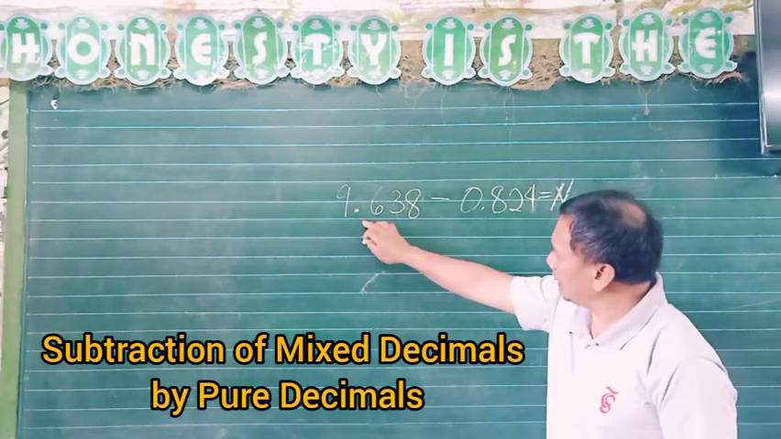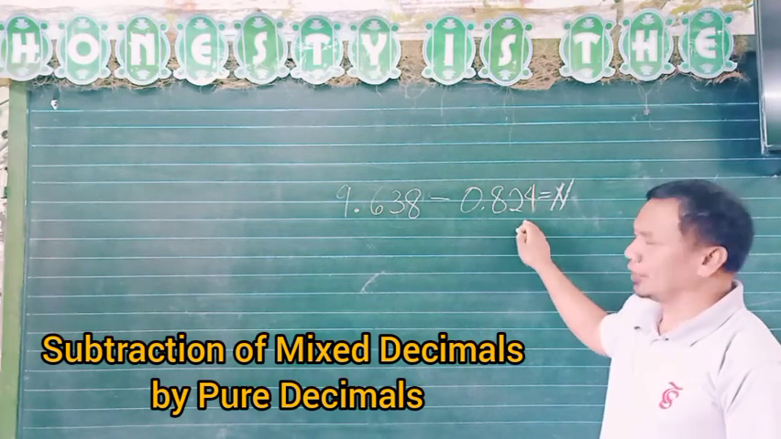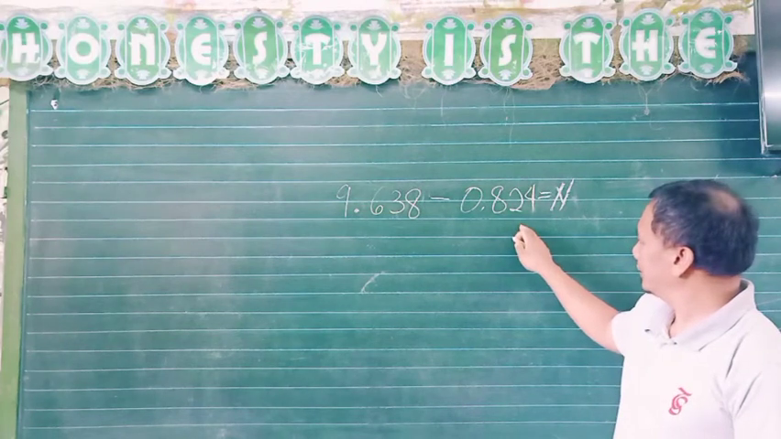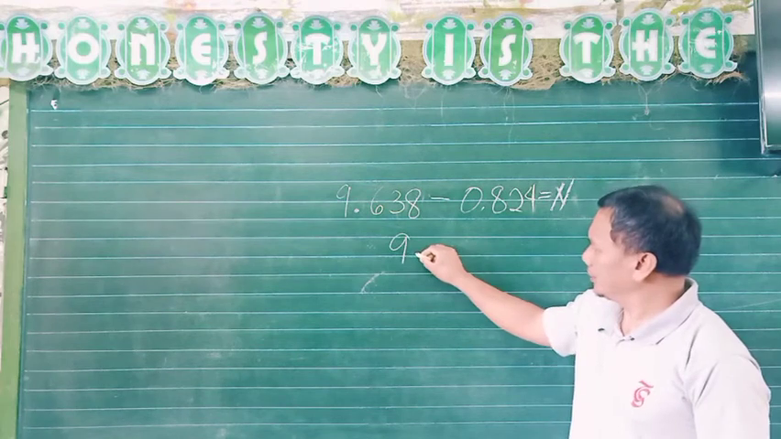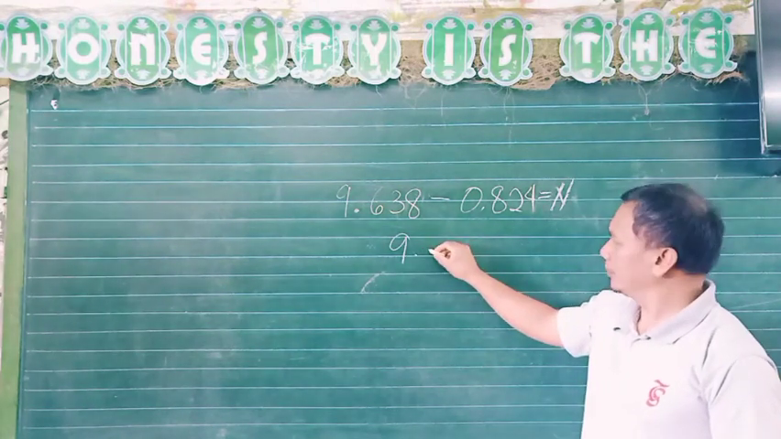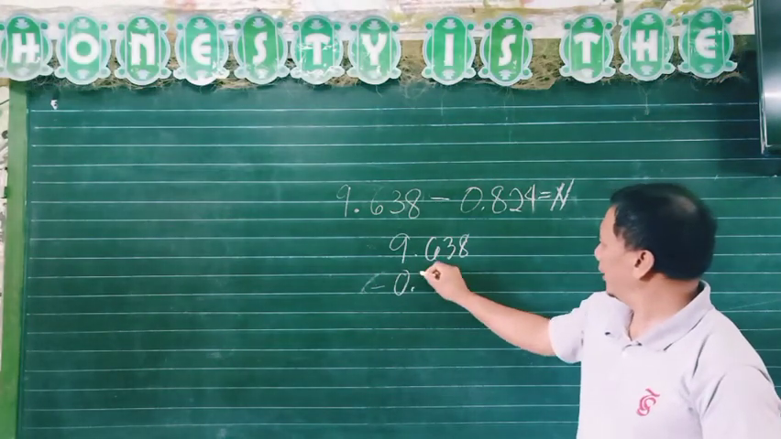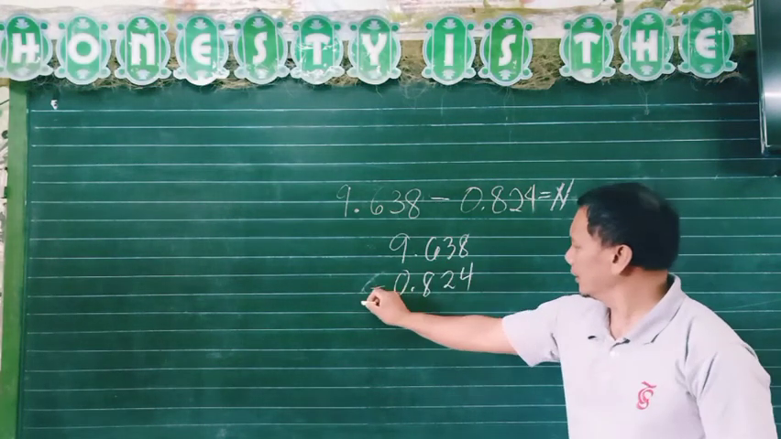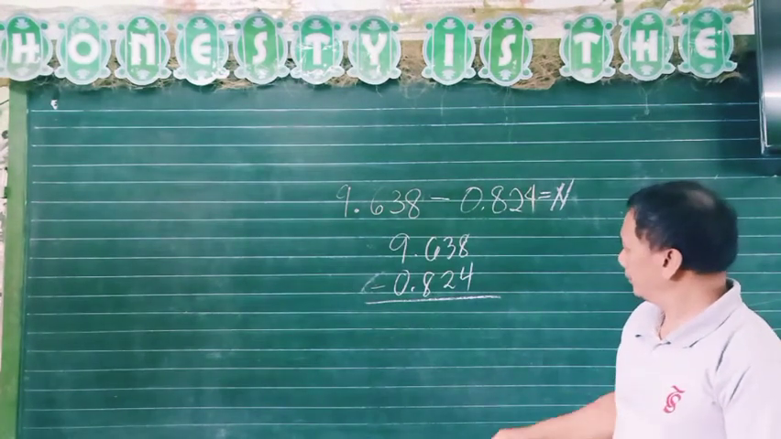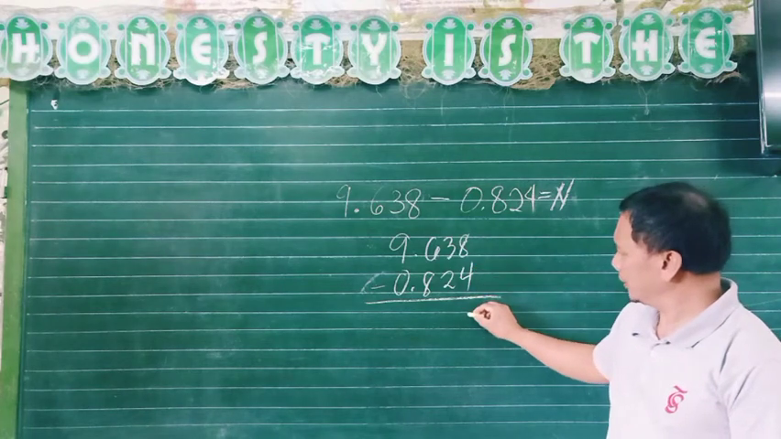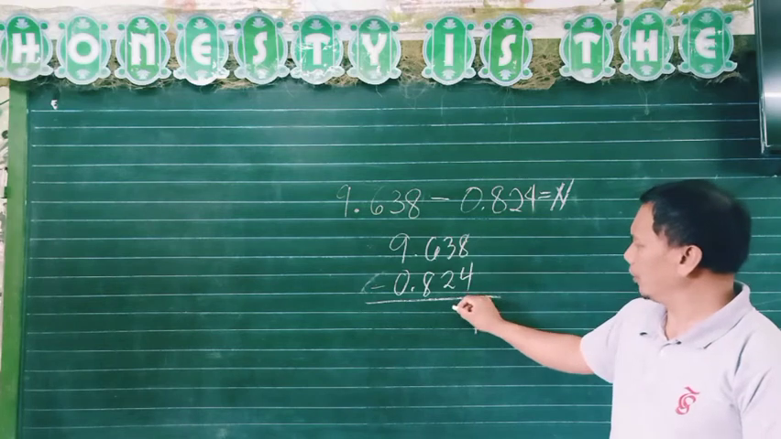Our example is 9.638 minus 0.824. So, first step, you align this or arrange this vertically or in column. 9.638 minus 0.824. And then you subtract this as if you are subtracting whole numbers. So start from the right, going to the left. 8 minus 4 equals 4. 3 minus 2 equals 1.